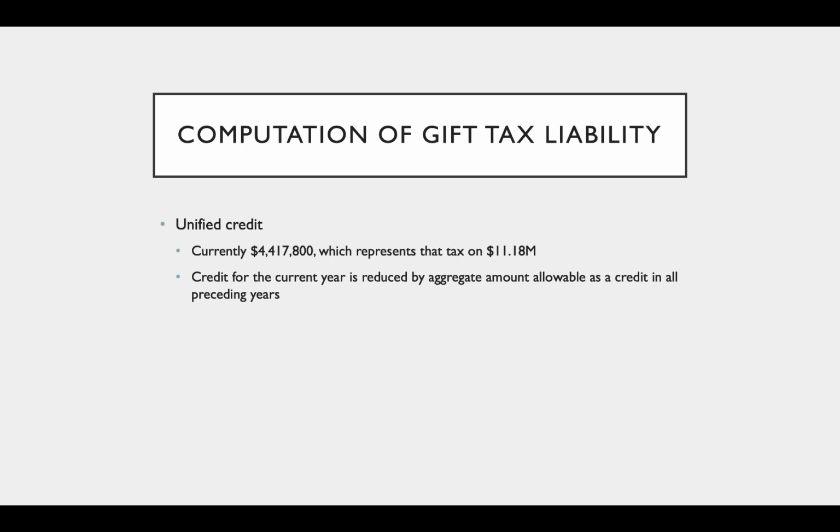So if in 2018 I owe gift tax, I will first reduce this credit by the gift tax I owe. And if 2018 is the first year I owe gift tax, my credit will be $4,417,800. But if I have owed gift tax in the past, I will have reduced that credit. So once that credit is used up, then I have to actually start paying gift tax. But I don't have to pay it until I use up all the credit.